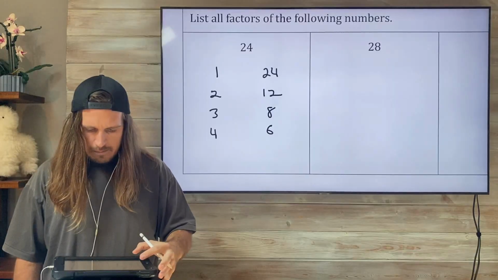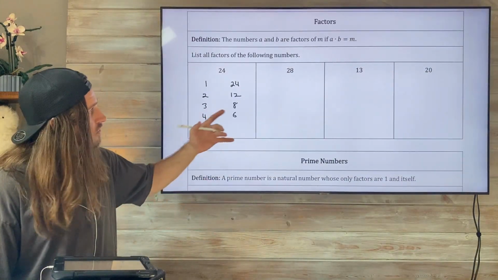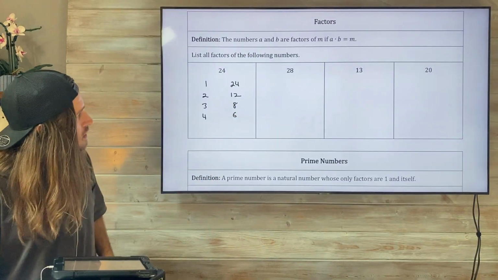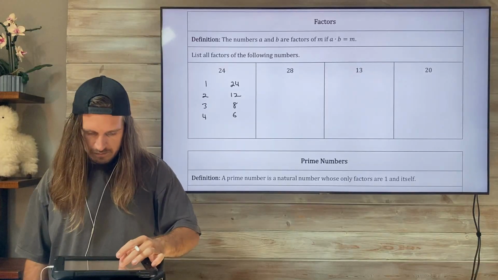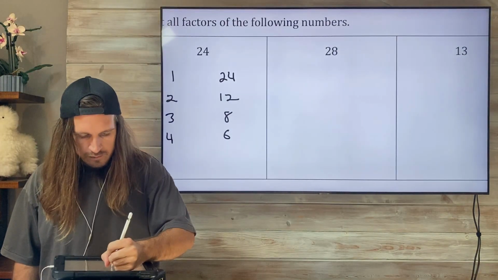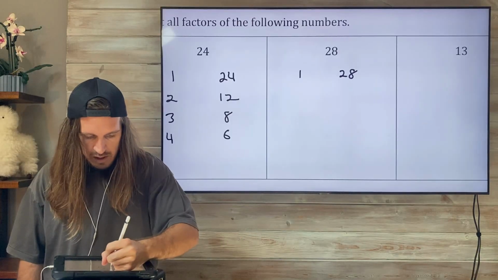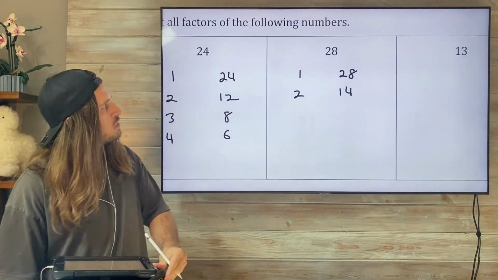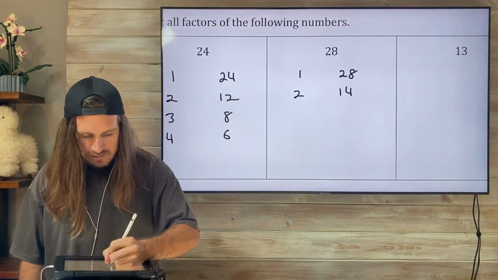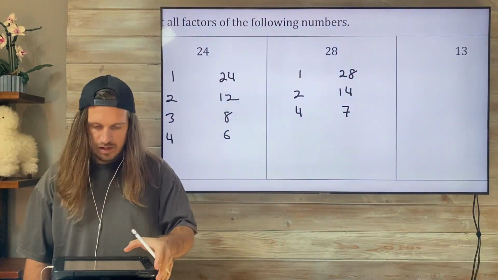All right, go ahead and pause the video and try to do 28, 13, and 20. List the factors of 28, 13, and 20. For 28, we'll have 1 and 28, right? You'll always have 1 and the number itself. 2 times 14. 28, is it divisible by 3? Nope. How about 4? Yes, 4. Here's your 4 and 7. Those are the factors of 28.